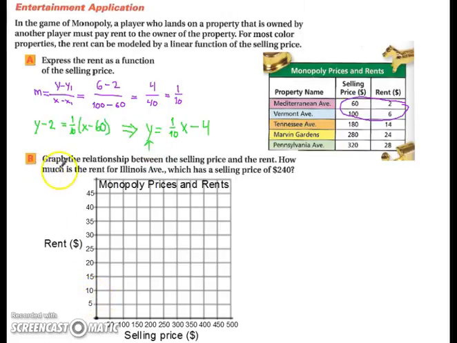Alright, so our next step. Graph the relationship between the selling price and the rent. How much is the rent for Illinois Ave, which has a selling price of $240? So let's chart it out. When you unpause the video, the answer will be revealed.